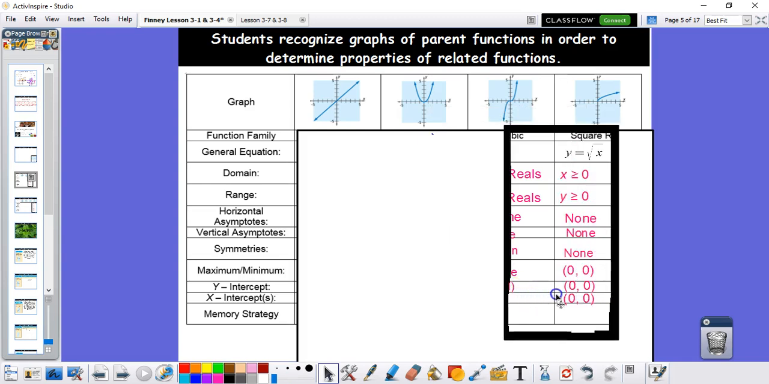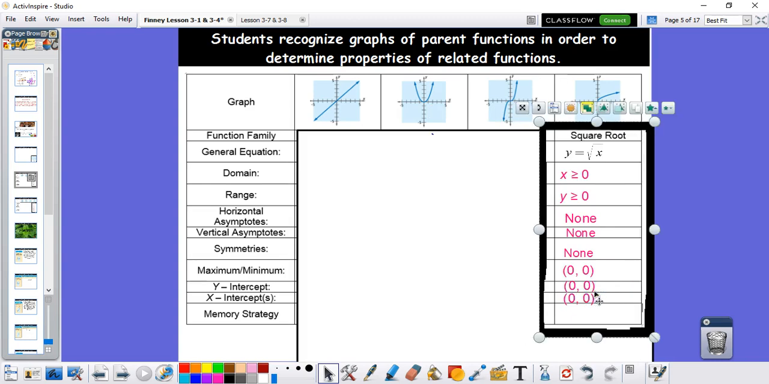Our square root function, y equals the square root of x. The domain is non-negative reals. The range is non-negative reals. There are no vertical asymptotes or horizontal asymptotes. There is a minimum because this graph does start at the origin and opens up, so we do have a minimum of (0, 0). Our y-intercept is (0, 0). Our x-intercept is (0, 0). And that changes as the graph moves left and right, which we're going to be doing next class.